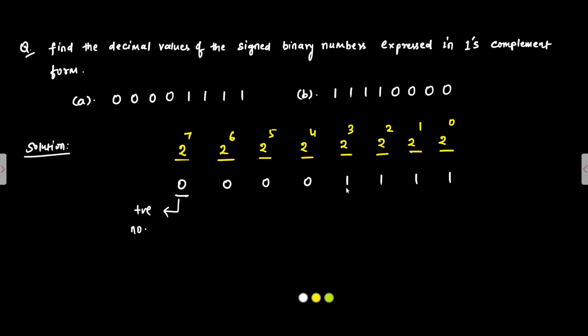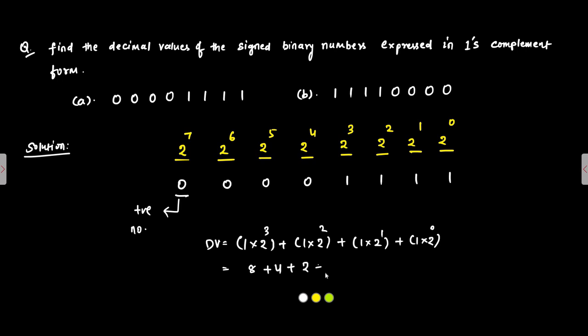Then we just add the respective bit positions where there are 1's. So 1 into 2 to the power 3, plus 1 into 2 to the power 2, plus 1 into 2 to the power 1, plus 1 into 2 to the power 0. So the decimal value is 8 plus 4 plus 2 plus 1, which is 15. More appropriate would be to write plus 15.